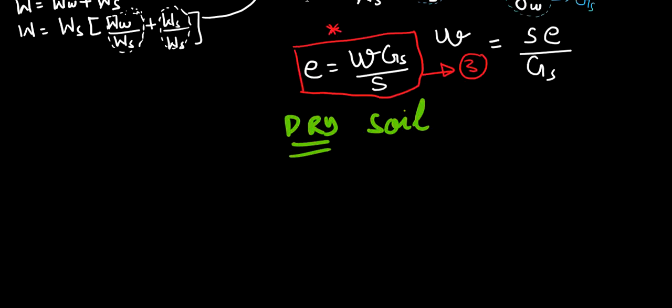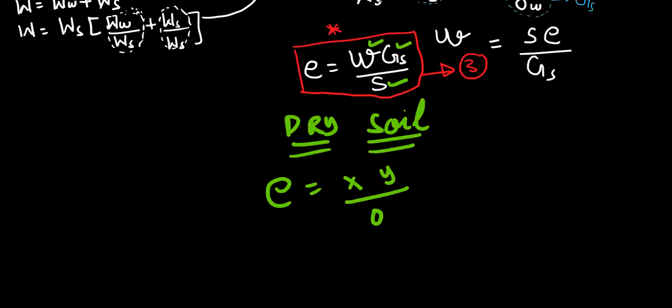now if you try to find out the E, suppose you are given water content, specific gravity of solids and saturation, you cannot obtain the value. Why? Because suppose W is given X, GS is given Y. Now saturation will be 0 since in dry soil water is absent, so volume of water will also be 0.